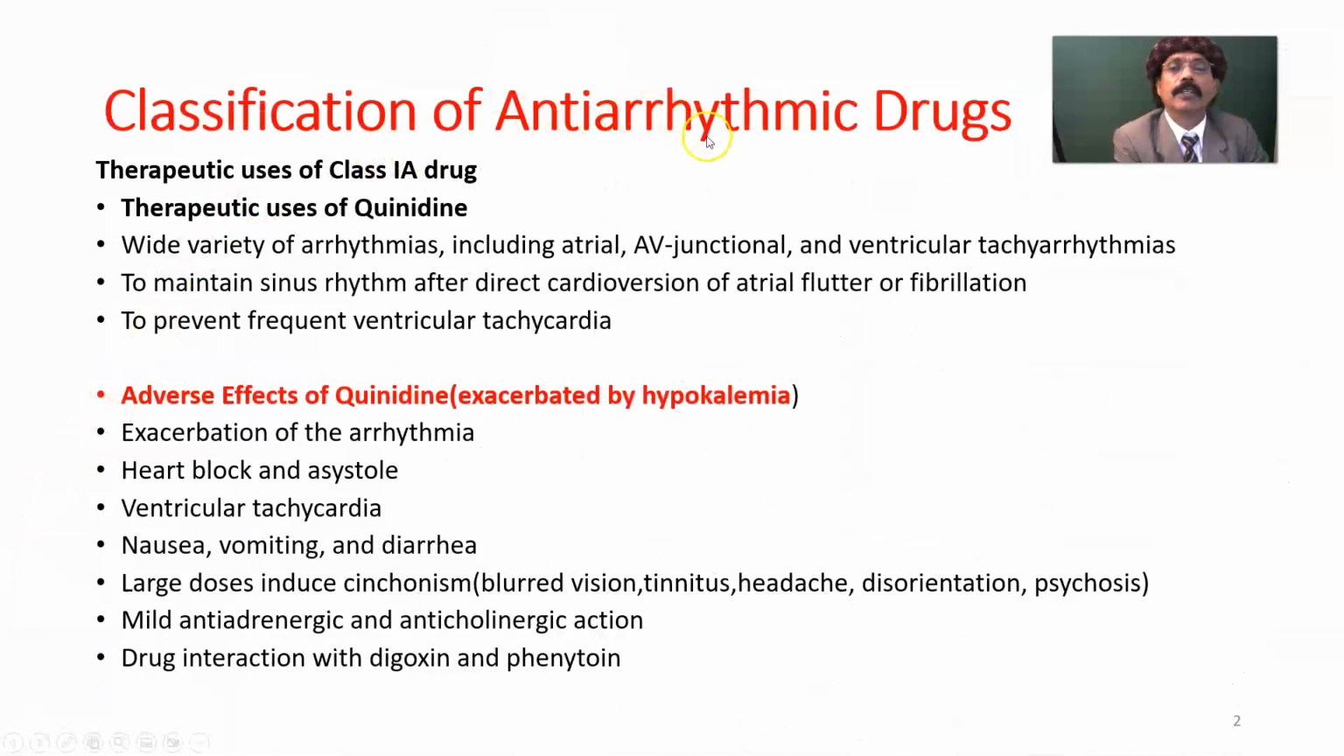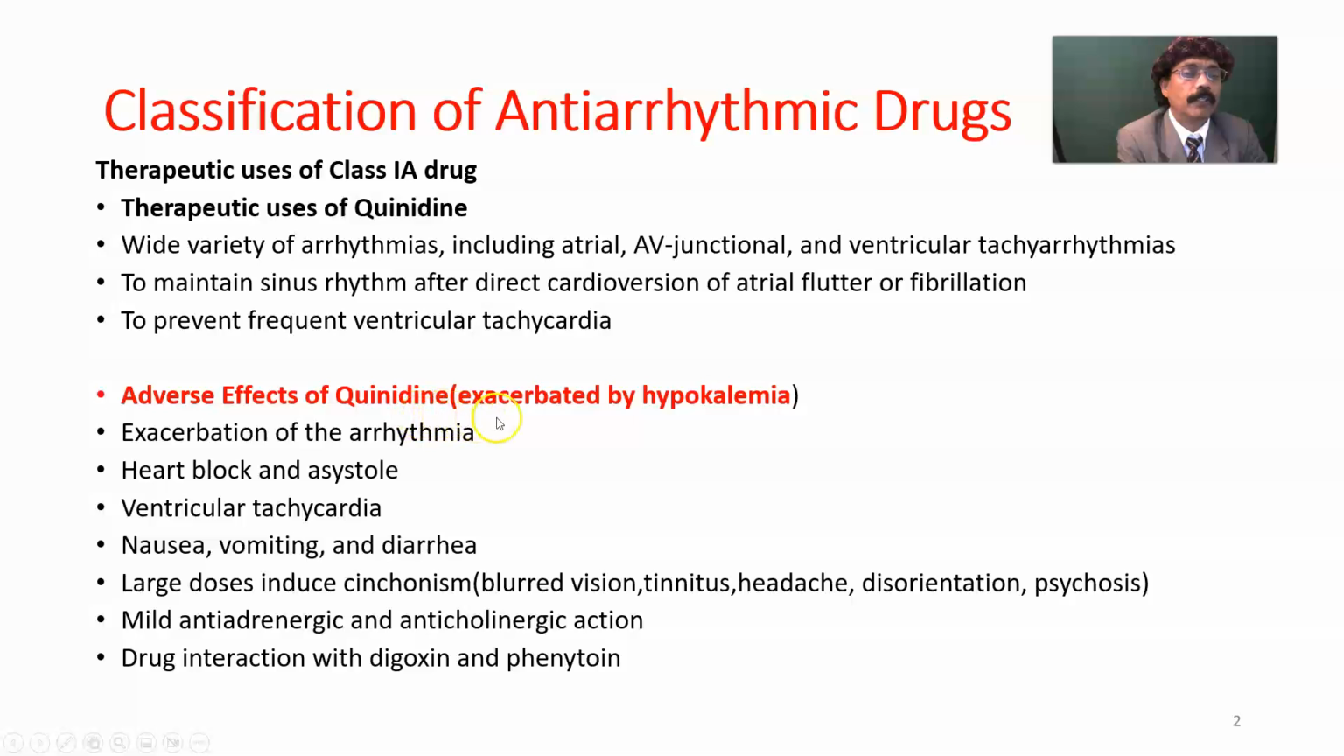Classification of antiarrhythmic drugs continued. Therapeutic uses of class 1A drugs, very commonly used. Previously, the therapeutic use was quinidine, for a wide variety of arrhythmias including atrial, AV junctional, and ventricular tachyarrhythmia, to maintain sinus rhythm after direct cardioversion of atrial flutter or fibrillation, and to prevent frequent ventricular tachycardia.